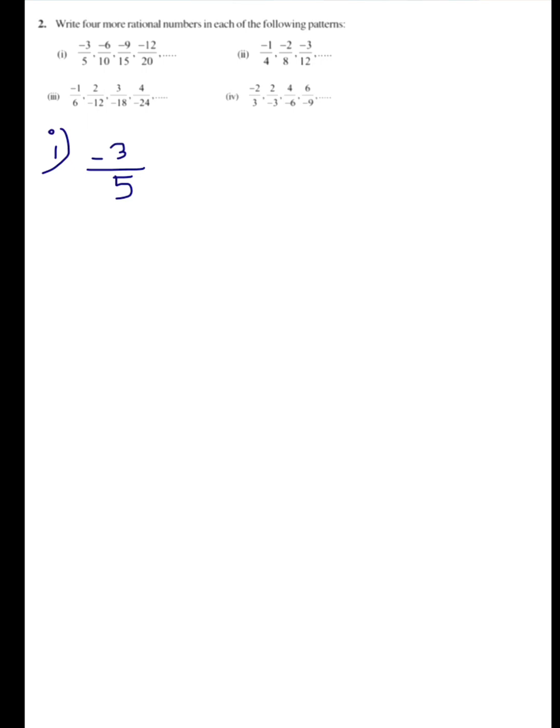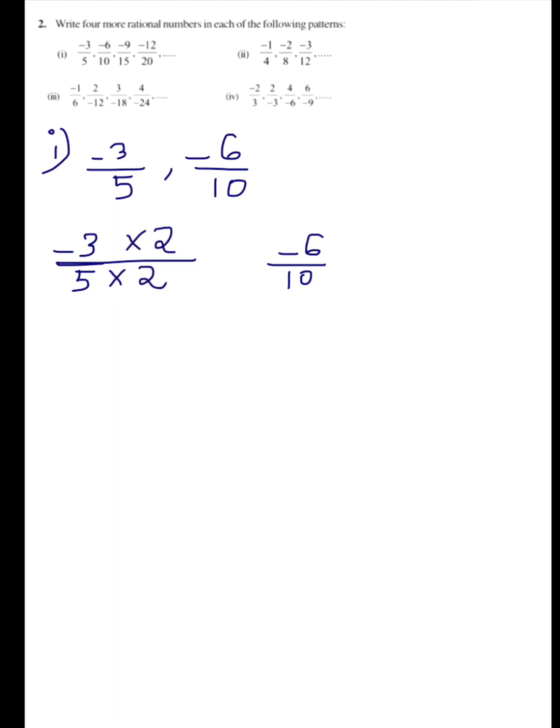So the first number is minus 3 by 5, and what is the next number in the pattern? It's minus 6 by 10. You have to do something to this minus 3 by 5 in order to get this minus 6 by 10. So what is that? You know that when you multiply both numerator and denominator with 2, you will get the answer as minus 6 by 10. Similarly, what is the next number in the pattern? It's minus 9 by 15.